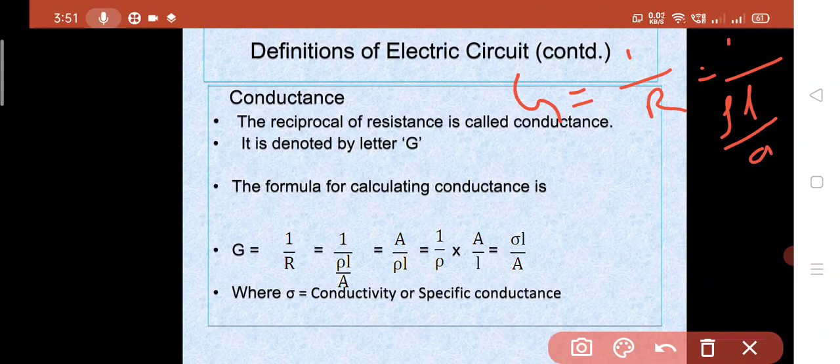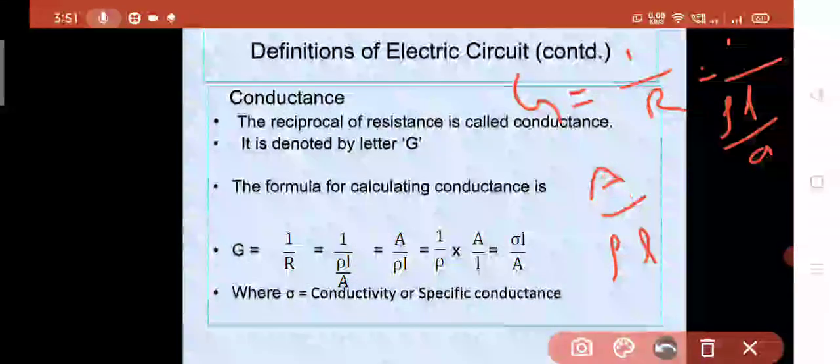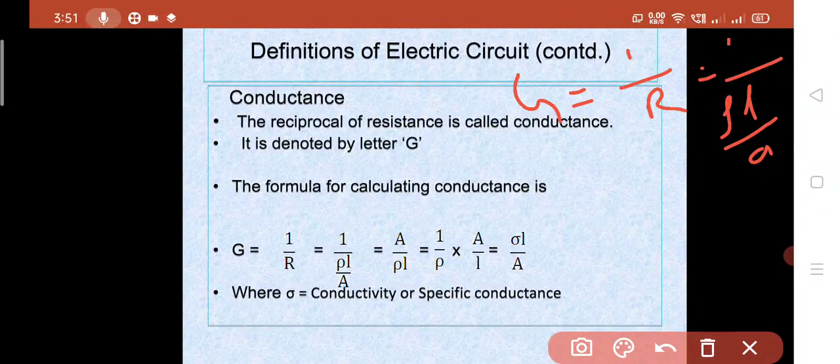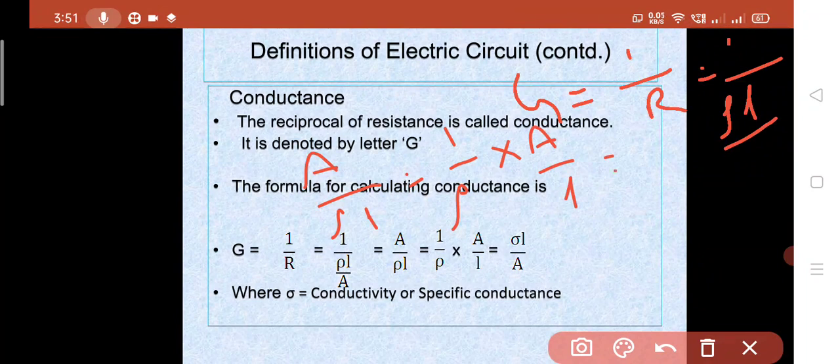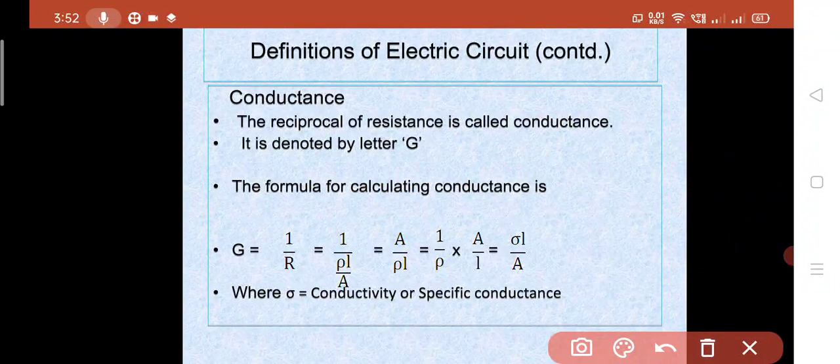So this is the equation. G is equal to A by rho L, which is equal to 1 by rho into A by L. So this is equal to lambda A by L, where lambda is the conductivity or specific conductance.